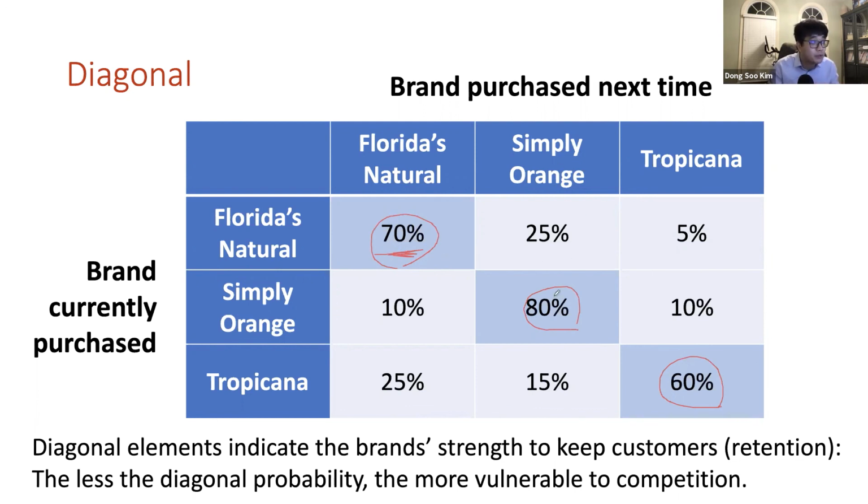As for Simply Orange, the probability of buying again is 80%, and it is only 60% for Tropicana. So we can say that Simply Orange is the strongest to keep the customer, but Tropicana is the weakest to retain the customer. In other words, the less the diagonal probability, the more vulnerable to competition.